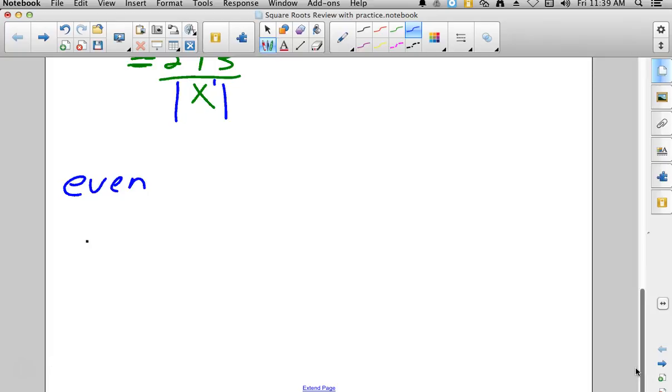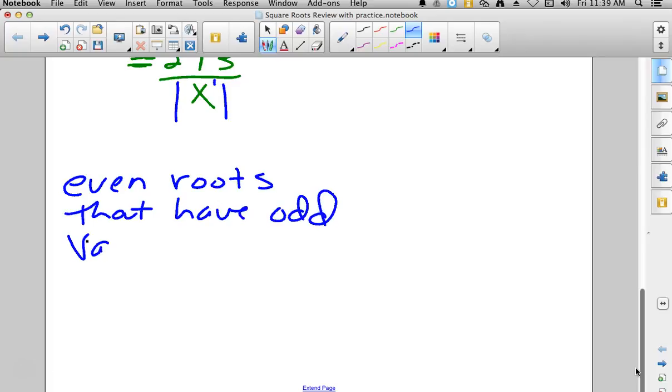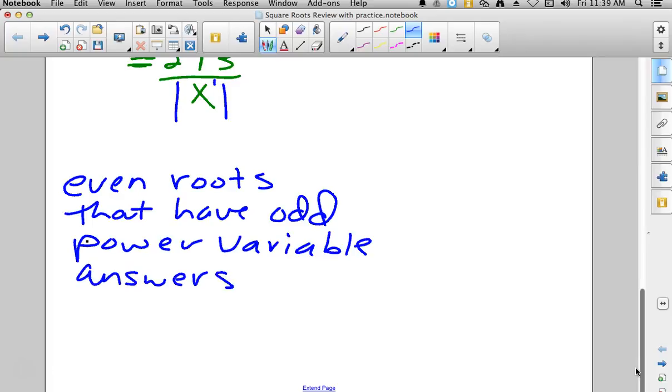Even roots that have odd power variable answers need absolute value.